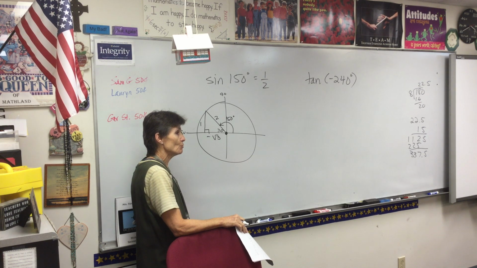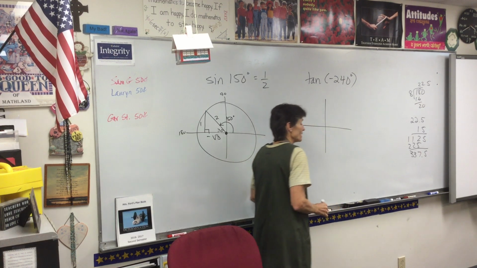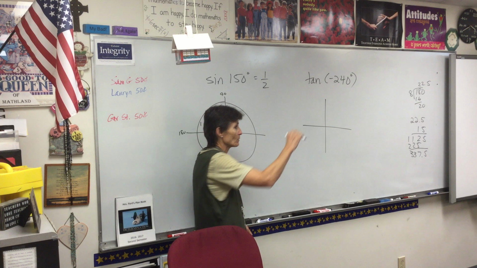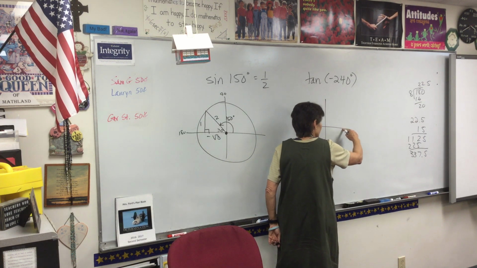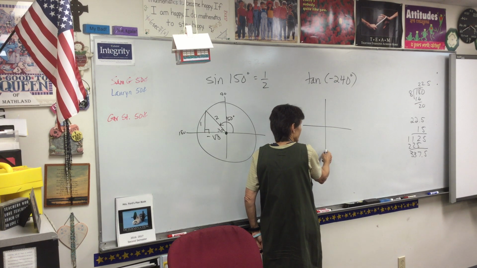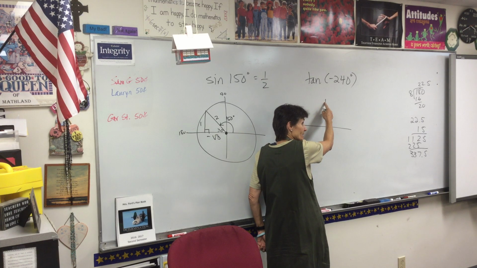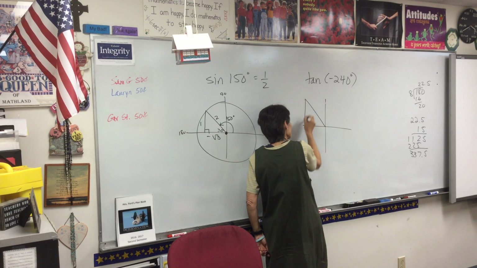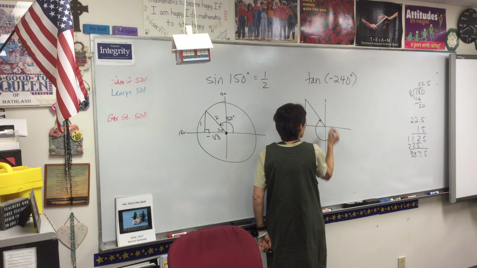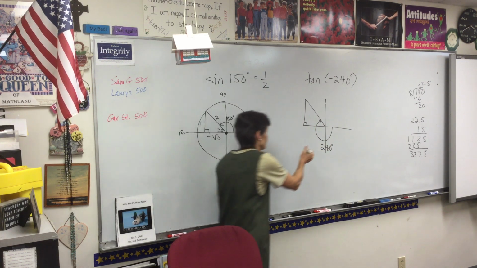Tangent negative 240. Step 1, figure out where that even is. Where is negative 240? Now remember, negative means going this way. So that would be 90. That would be 180. That would be 270. So aren't I again in quadrant 2? This angle is negative 240.